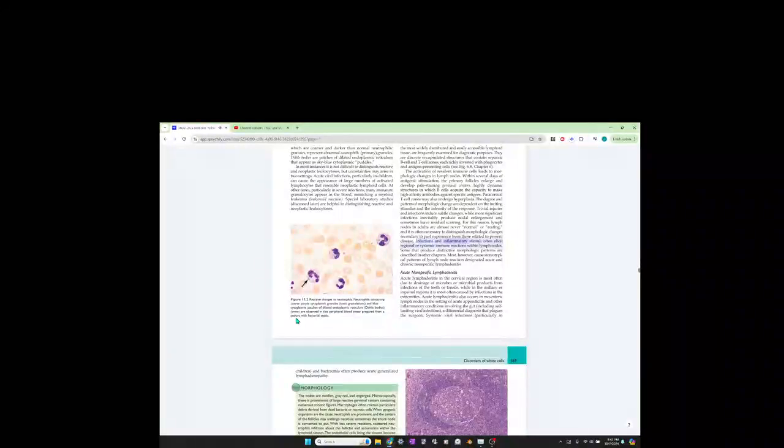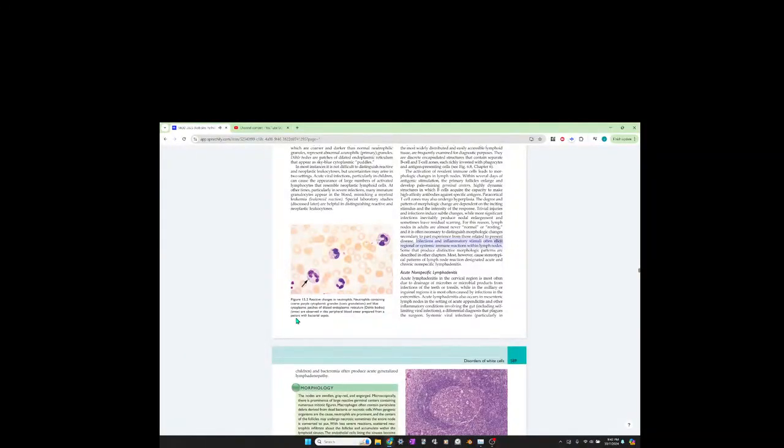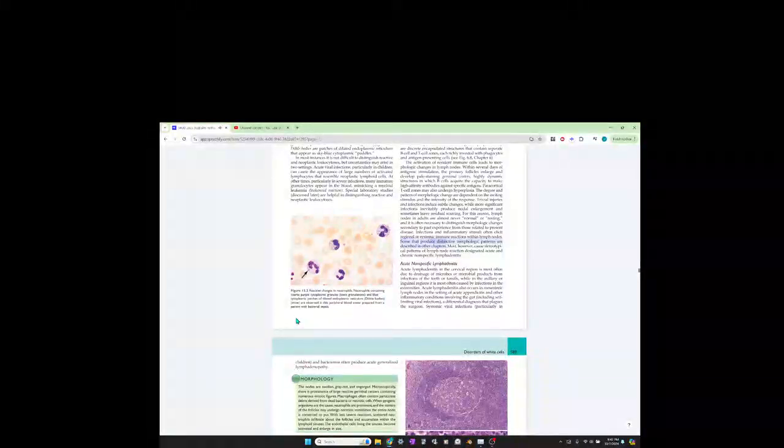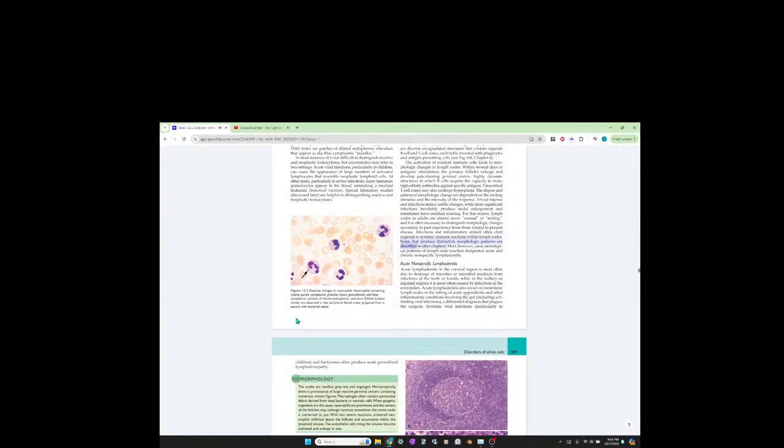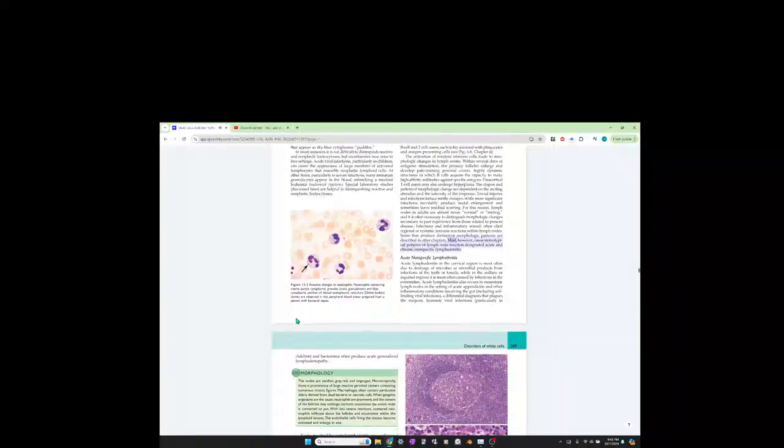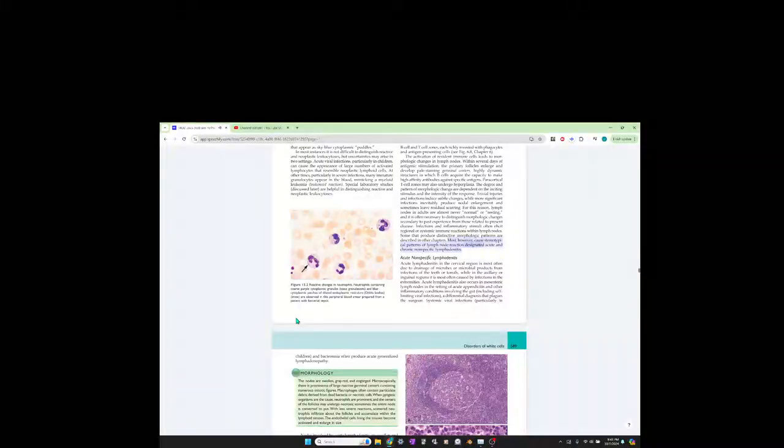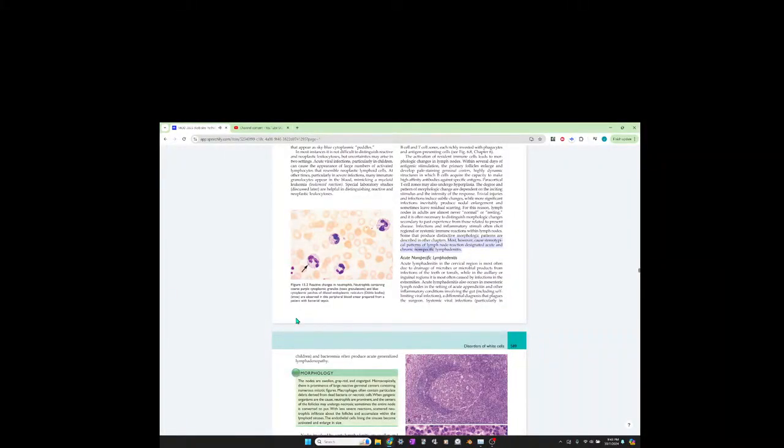Infections and inflammatory stimuli often elicit regional or systemic immune reactions within lymph nodes. Some that produce distinctive morphologic patterns are described in other chapters. Most, however, cause stereotypical patterns of lymph node reaction designated acute and chronic nonspecific lymphadenitis.